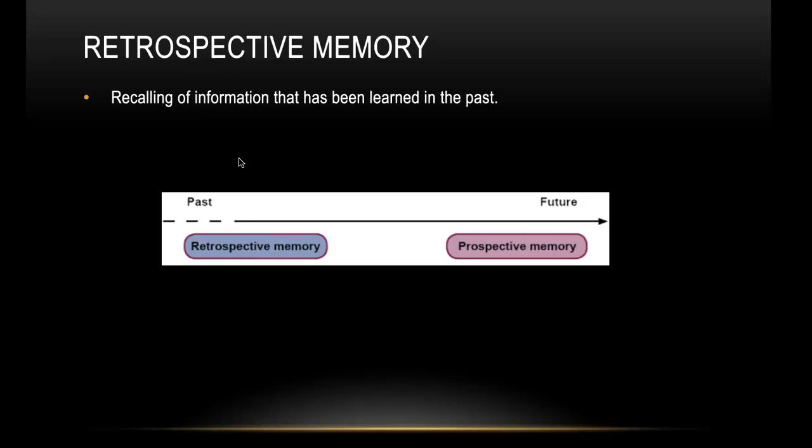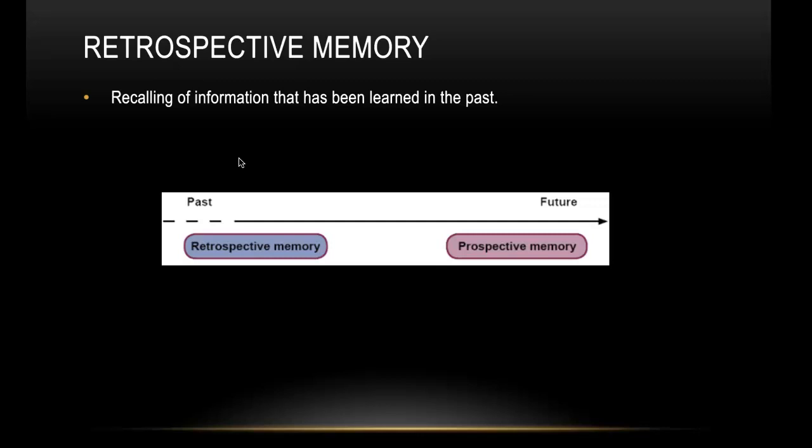The next type of memory is retrospective memory, which is recalling of information that has been learned in the past. Episodic, semantic, and implicit memory all fall under retrospective memory. You know of that information because you'd already learned it in the past, or it happened to you in the past.